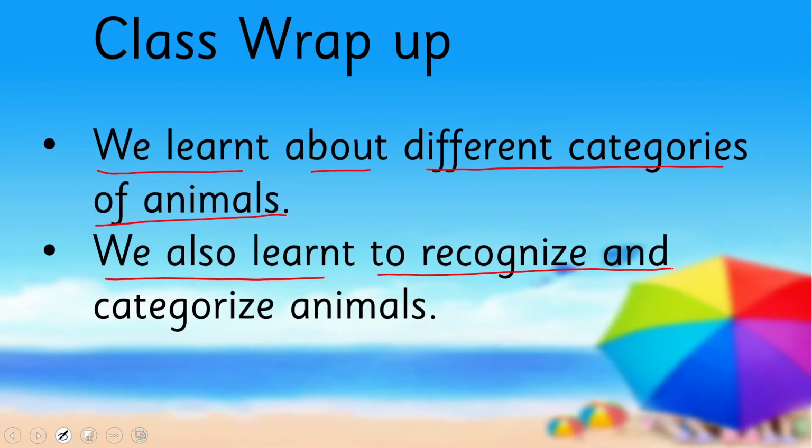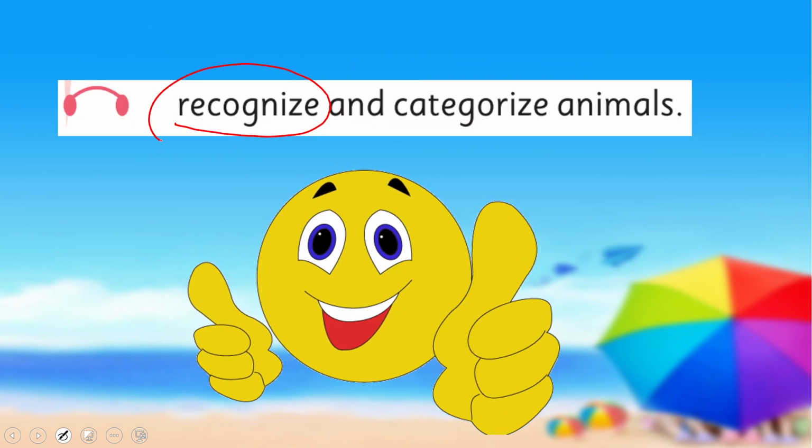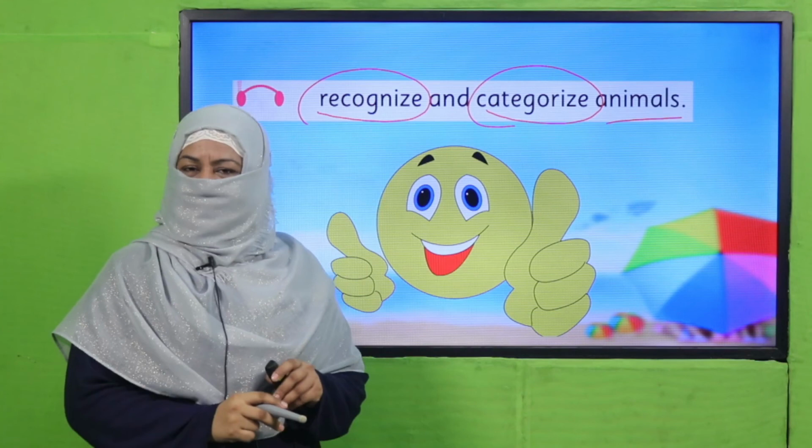What we have learned today, we learned about different categories of animals and we also learned to recognize and categorize animals. So we achieved our SLO to recognize and categorize animals. Are we done with it? Yes. So that's it for today.